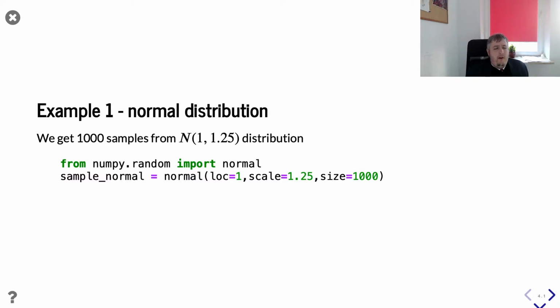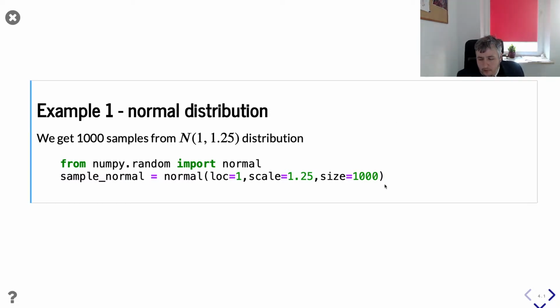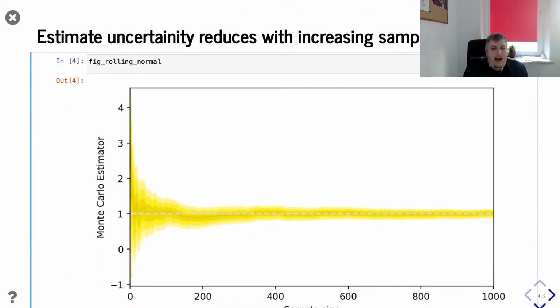Starting from a very simple normal distribution with an expectation of 1 and standard deviation of 1.25, which can of course be very simply generated in Python, let's take 1,000 samples from this distribution. Adding more and more samples gives us the Monte Carlo estimator of the mean, which is, as we expect, asymptotically convergent to the actual value, and we have those uncertainty estimates from our interval.